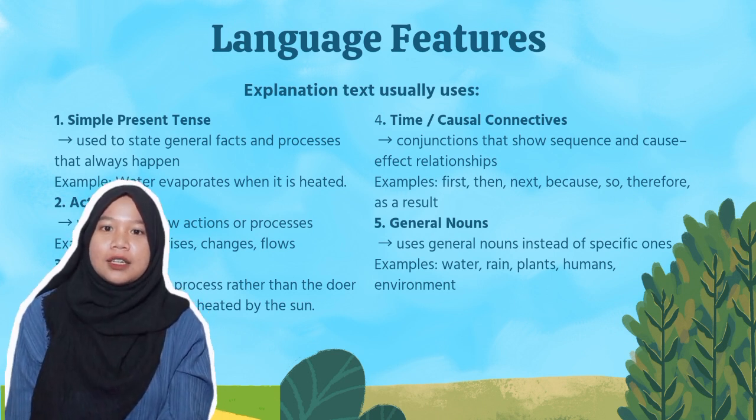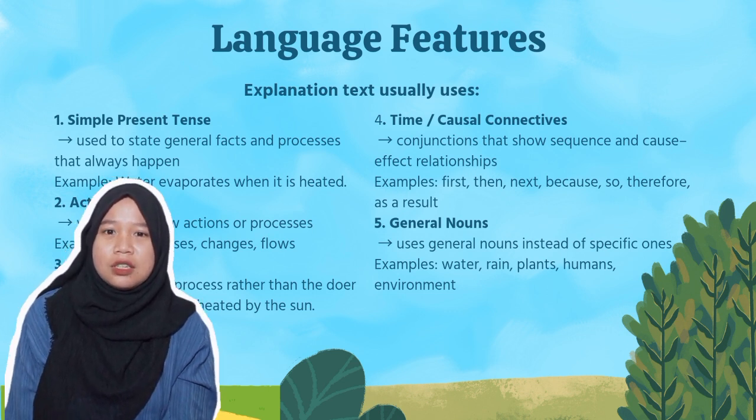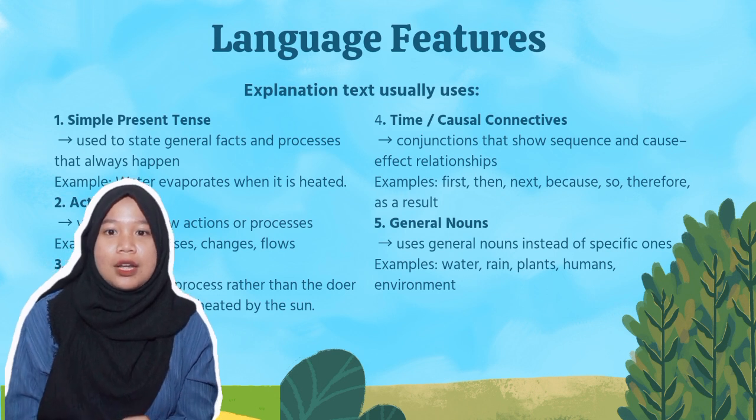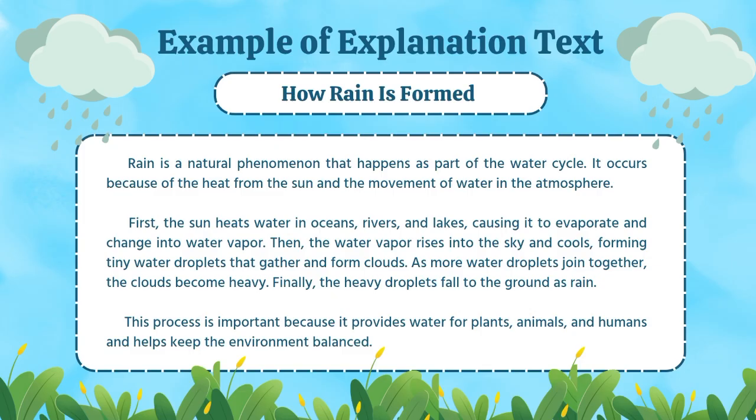And the last one is using general nouns. Uses general nouns instead of specific ones. For example, water, rain, plants, humans, and environment. Okay, now we are going to see an example of explanation text. And the title is How Rain is Formed. Let's read together.